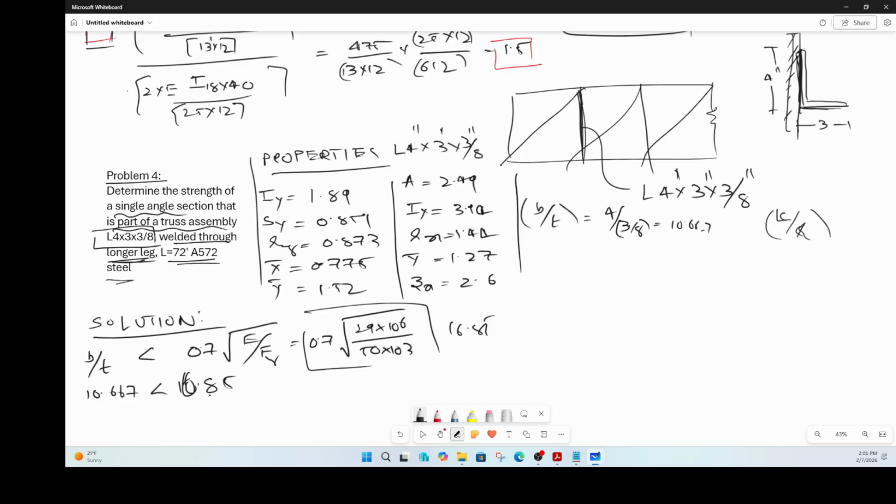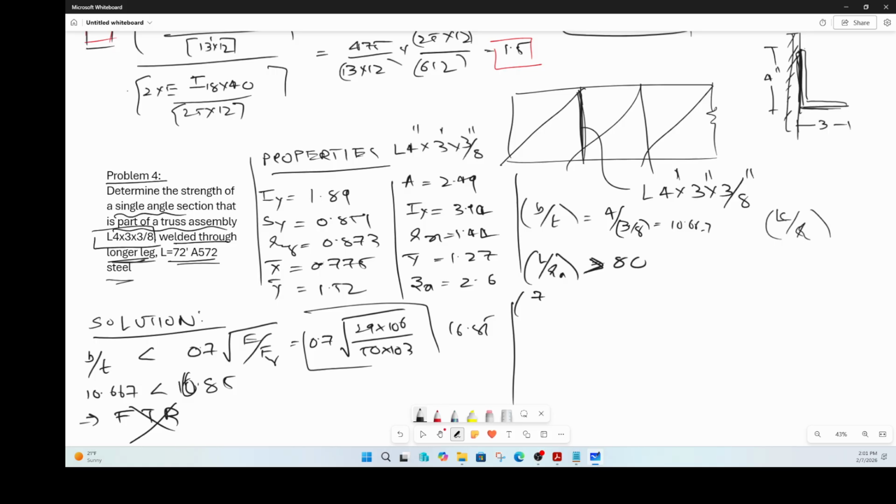So what does that mean? Why did we do this exercise? Just to eliminate flexural torsional buckling out of the equation. So we are left with just flexural buckling. To calculate flexural buckling, you need to calculate your LC by R value. You have to calculate L by RA first, and then see where you fall. We calculated that L by RA is greater than 80, right?